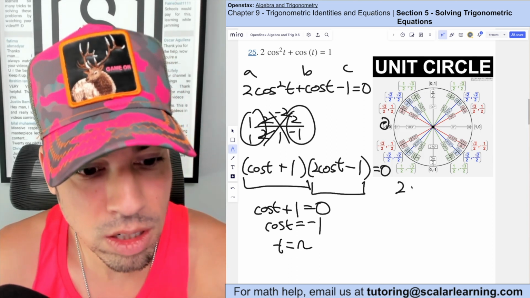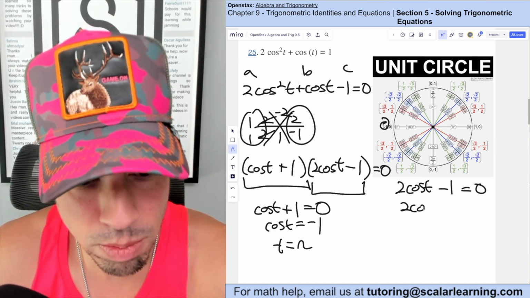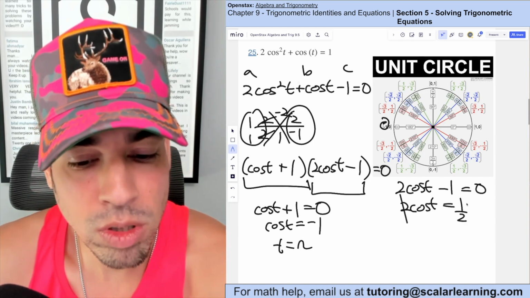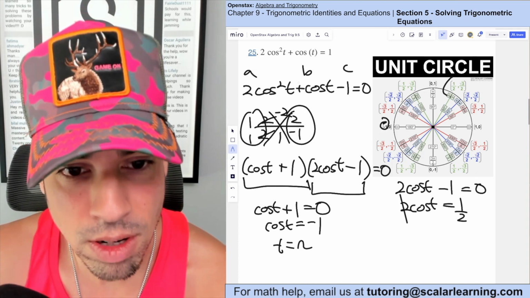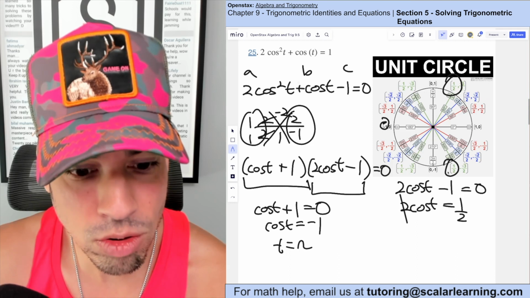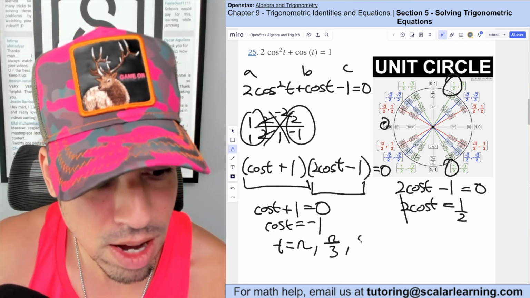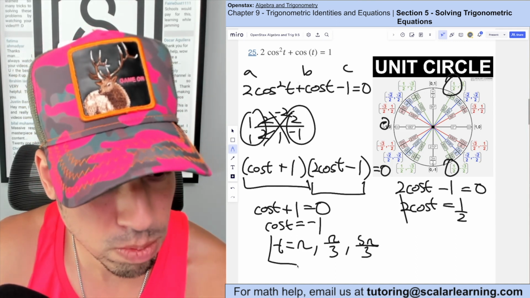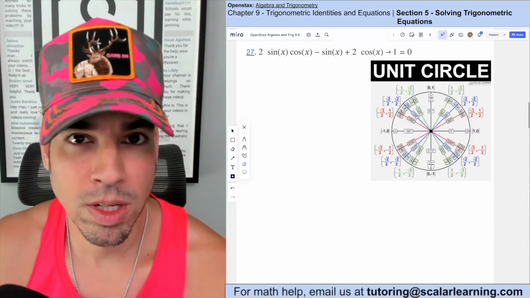The other one is 2 cosine of t minus 1 equals 0. I'm going to add 1 to both sides. 2 cosine t equals 1. Divide by 2. Boom. So cosine of t now equals positive 1/2. When is the x value 1/2? Here and also here. So we have two more solutions, pi thirds and 5 pi thirds. And they said just from 0 to 2 pi, so it's everything from 0 to 2 pi. 3 solutions. Boom. Done.